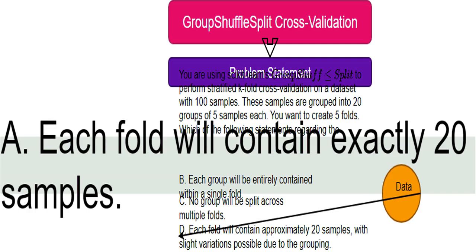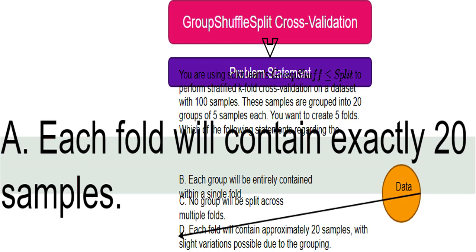If I ignore the group structure, then yes, each fold would have exactly 20 samples. However, because of the group constraint, I can't guarantee this. Some folds might have more or fewer samples to keep groups together.